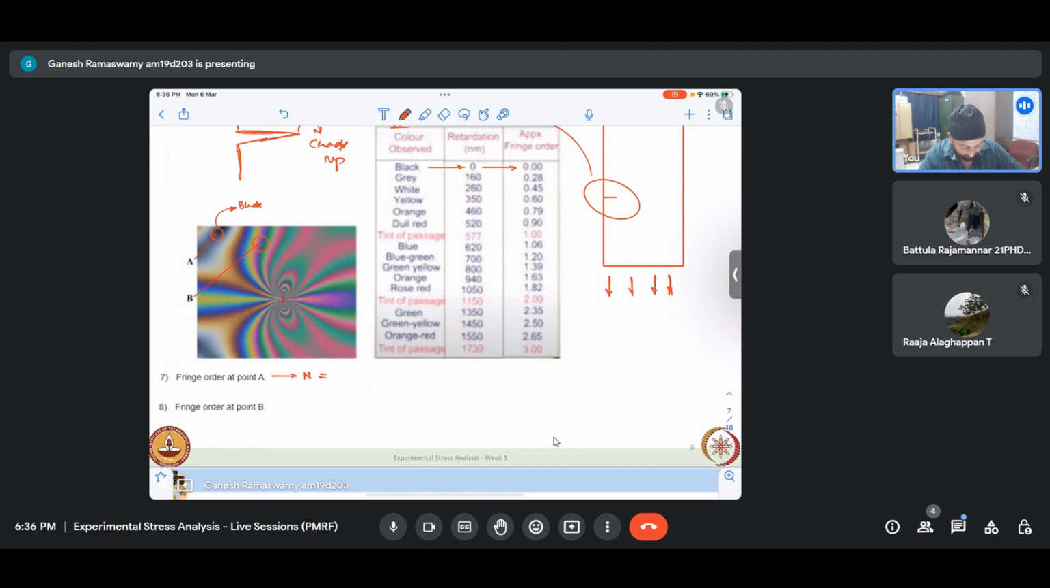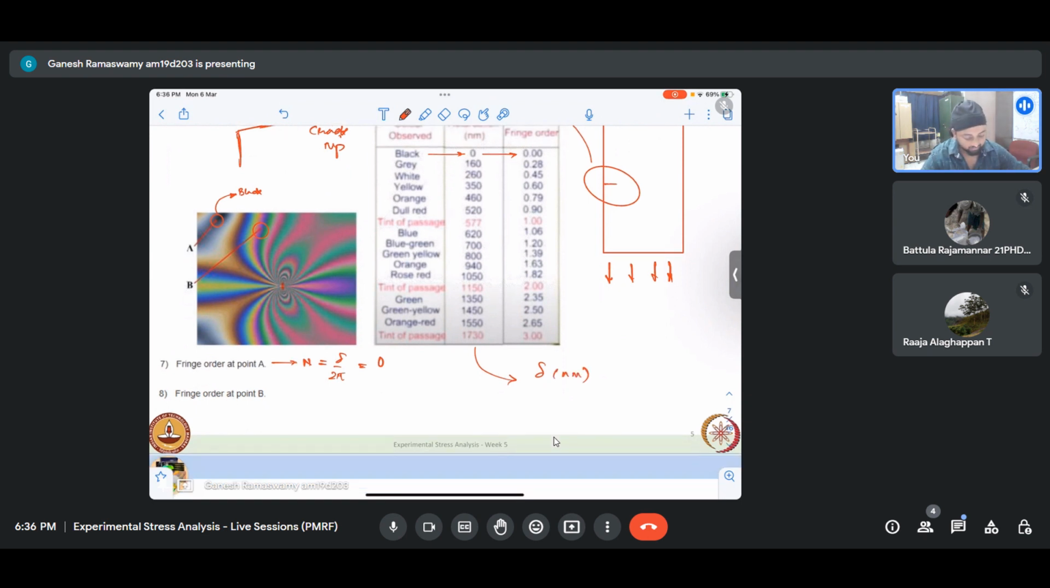If we analyze this table, this is delta in nanometers, whatever retardation that was. And this has been based on a wavelength of 577 nanometers, which is approximately the wavelength of green light, which happens to be in the middle of white light, you can say.